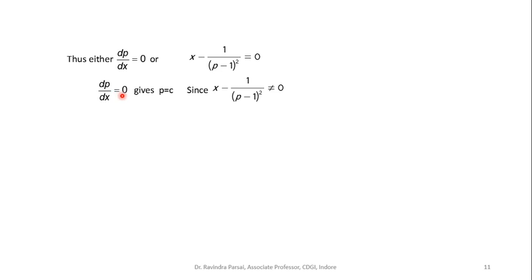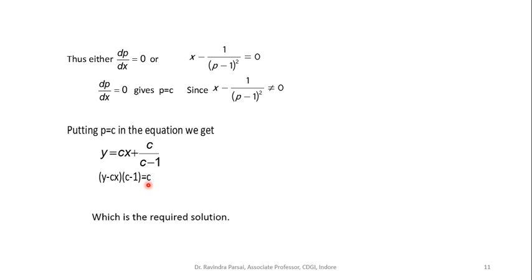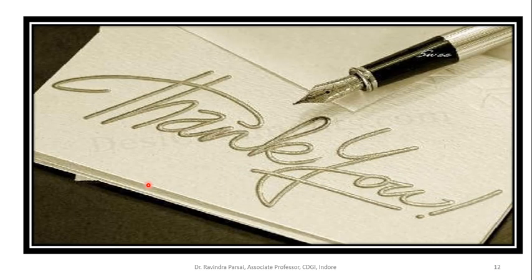Taking dp/dx equal to 0, after integration we get p equal to c. Since the other factor is not to be 0, on putting this value of c in the equation, we get y equal to cx plus c/(c minus 1), or (y minus cx)(c minus 1) equal to c, which is the required solution of the given problem by Clairaut's form. Thank you very much.